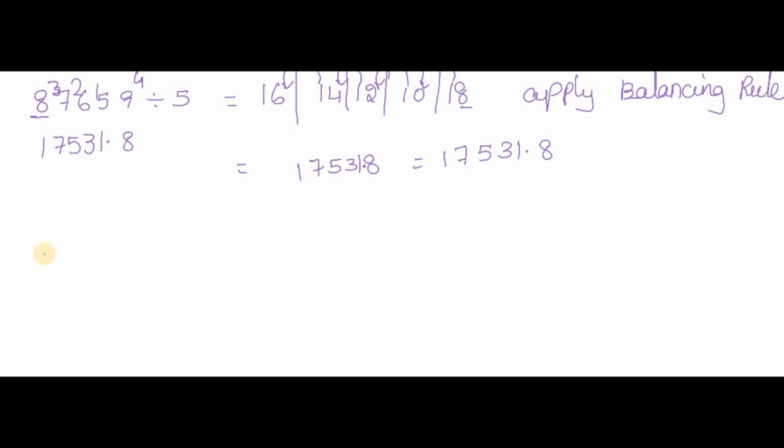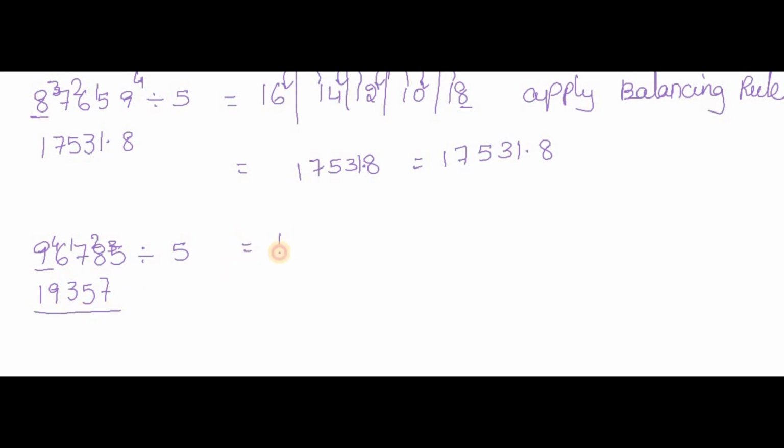Now we'll complete with one more example. 96785 divided by 5. First we will do it with normal division. 5 1s are 5, 46, 5 9s are 45, 17, 5 3s are 15, 28, 5 5s are 25, 35. So this is going to be our answer.